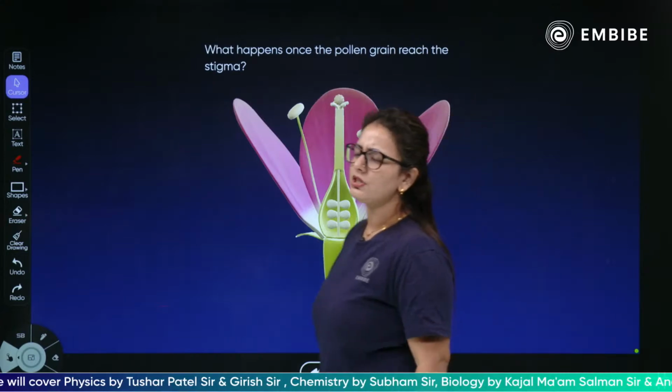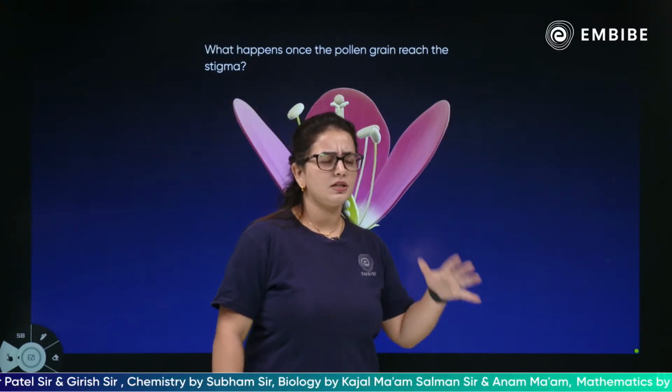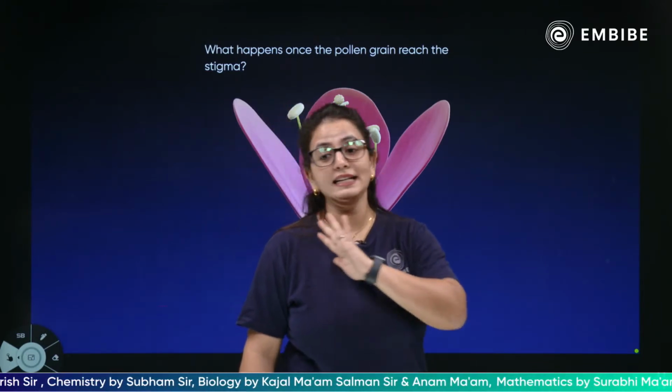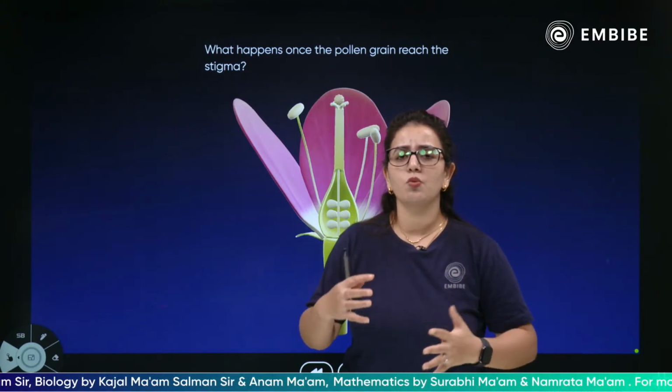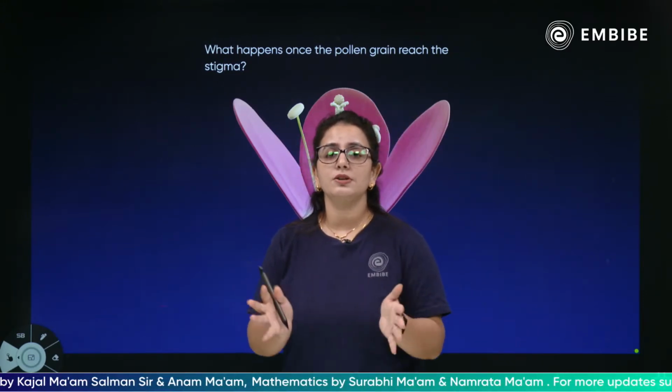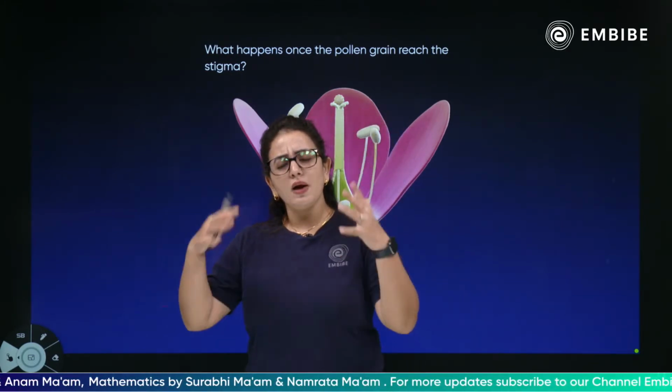So children, we have been discussing what pollination is. Pollination has already been discussed in detail. But what happens once the pollination is done? What will happen once the pollen grain has reached the stigma from the anther through any agent?